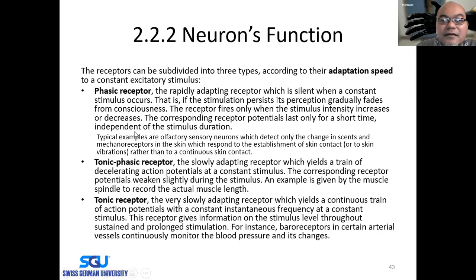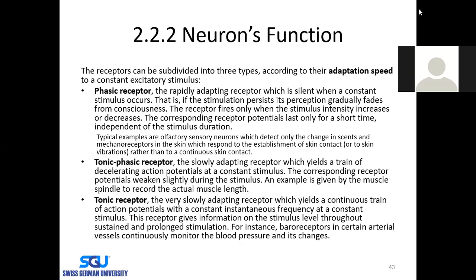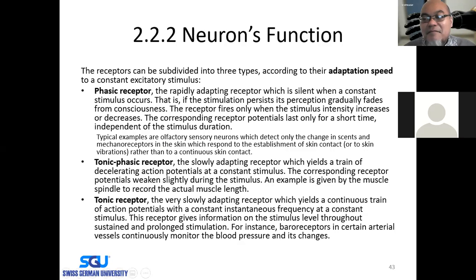Examples are the olfactory sensory neurons, which detect only the change in scent, and the mechanoreceptors in the skin, which respond to the establishment of skin contact or to skin vibration rather than to continuous skin contact. So for example, you wear your clothes today, right? When you wear your clothing, you feel like you are wearing it. But after a while, you forget that you are wearing your clothes. You feel like that? Because you feel already comfortable with it.